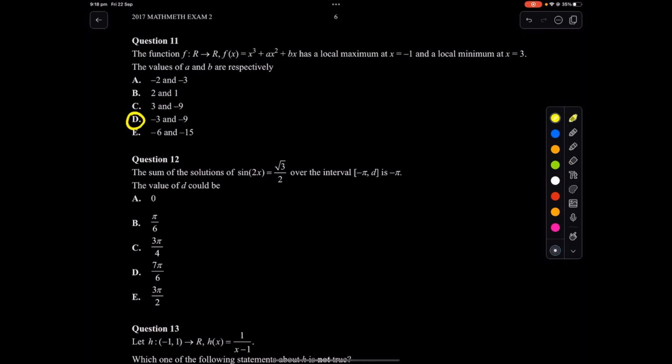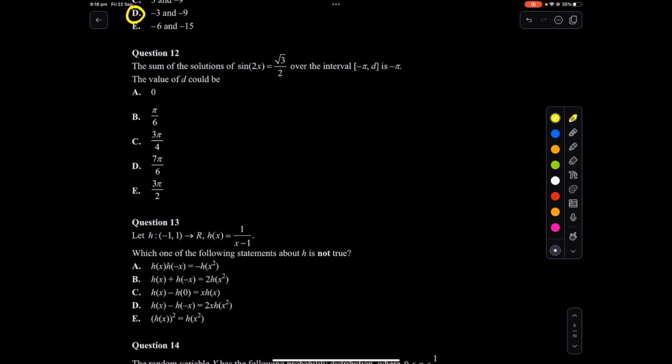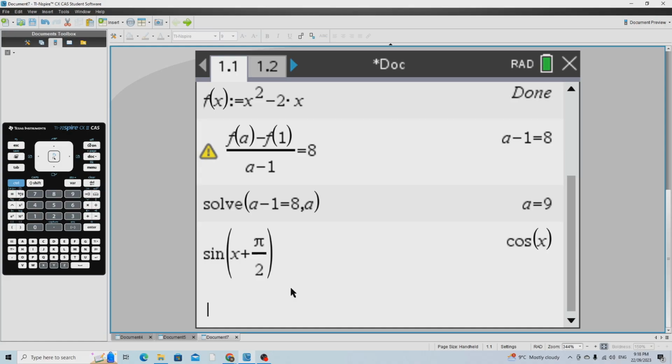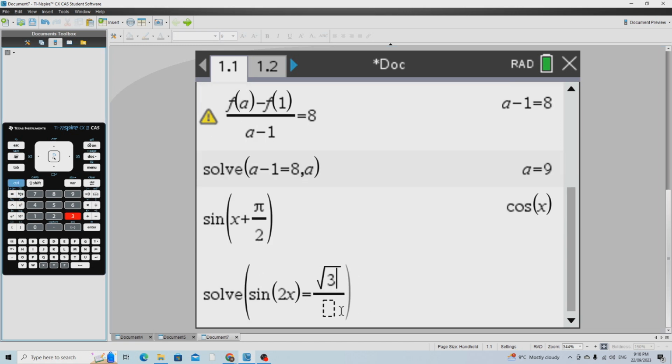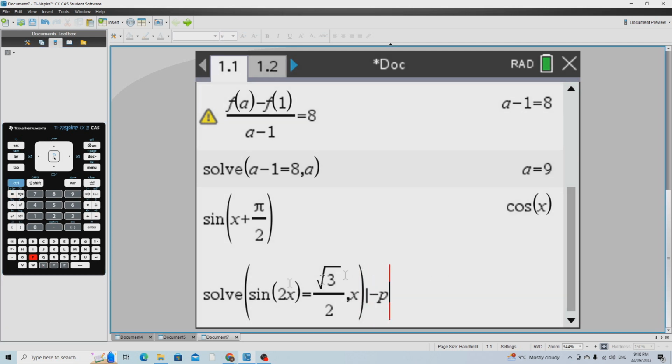Let's do that. Question 12. The sum of the solutions of this over the interval of this is -pi. The value of D could be what? I'm just going to use my calculator for this. So what I'm going to say is I'm going to solve sine 2x equals √3 on 2, comma x from -pi less or equal to x less or equal, let's try 0.